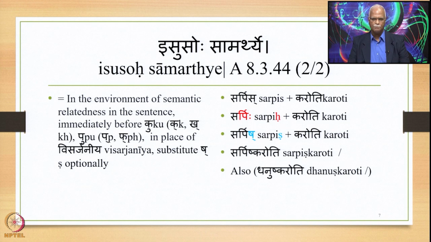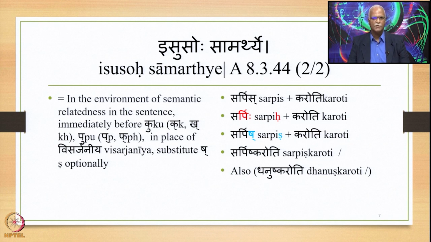So, this is an example, sarpis plus karoti. So, the word sarpis is semantically related with karoti. Karoti means he or she or it does. Sarpis refers to ghee, and this is the accusative dvitiya ekavachanam of sarpis. The sentence meaning is somebody, either he or she or it, is doing the ghee. Sarpis karoti. So, sarpis is semantically related or linked with the action of doing denoted by the verbal root kru in karoti.